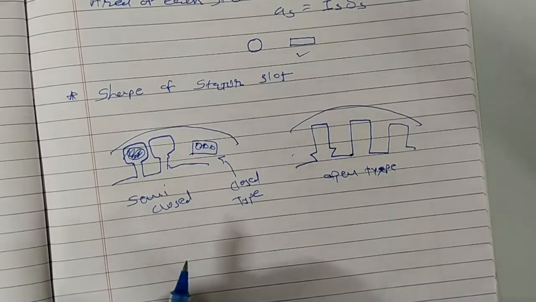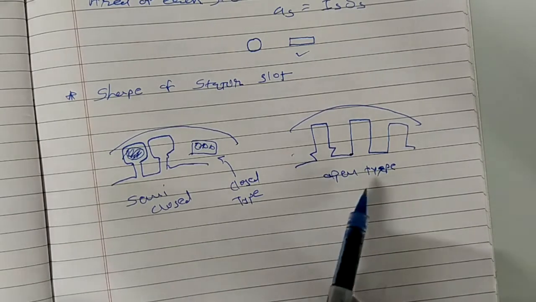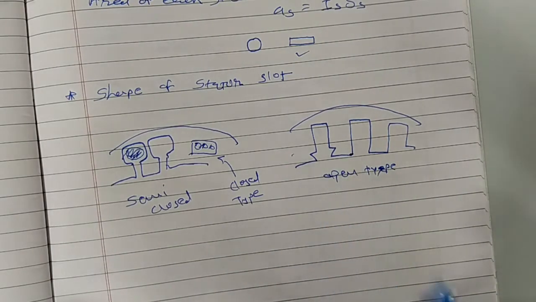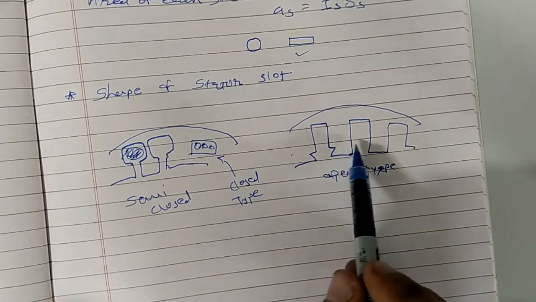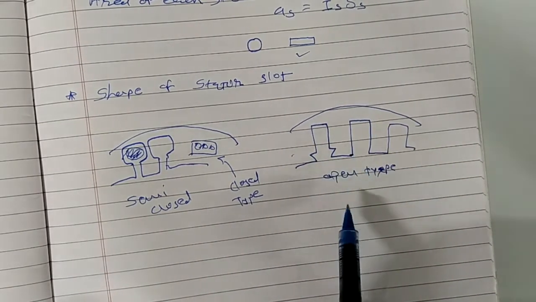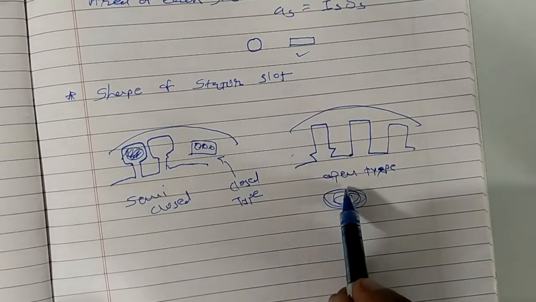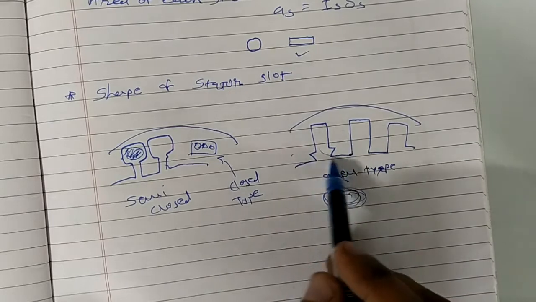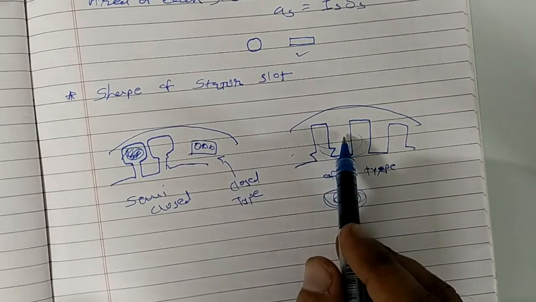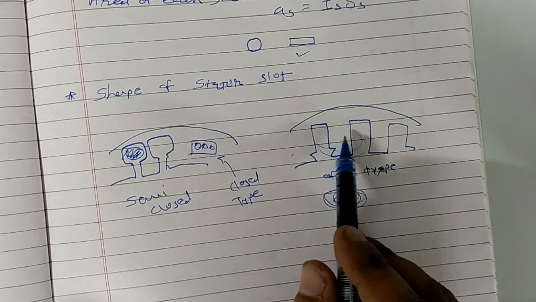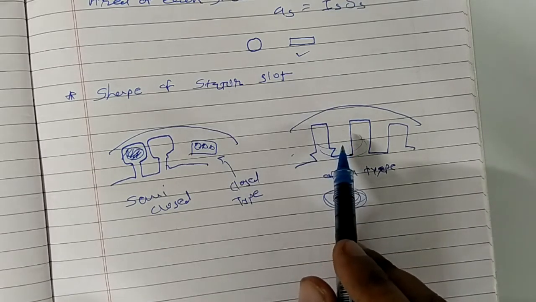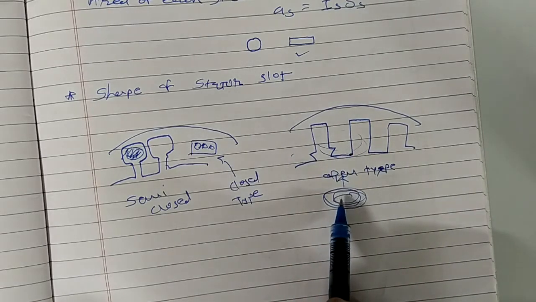Now when open slots are used, the winding coils can be formed and insulated completely before they are inserted in the slot. So a formally wound winding we can provide, because we already know the shape, size and area of this open type of slot. So formally wound coils we can have, and simply we have to insert them inside this slot like this. And also the windings are reasonably accessible when individual coils are to be replaced or repaired.